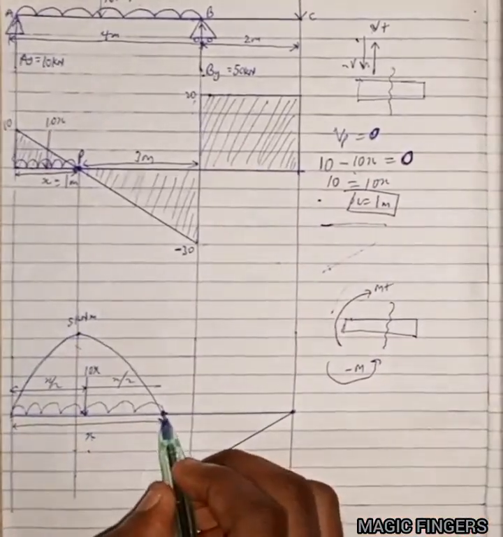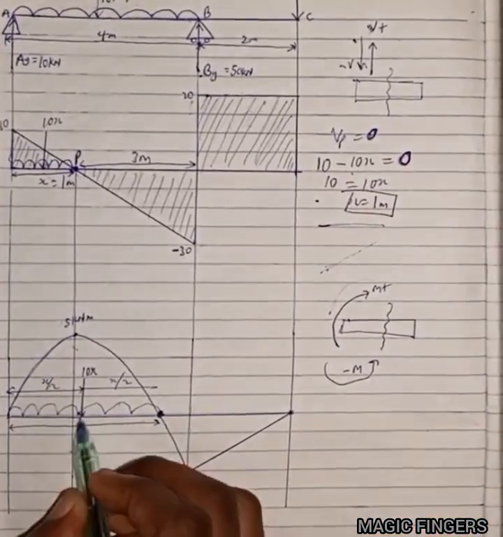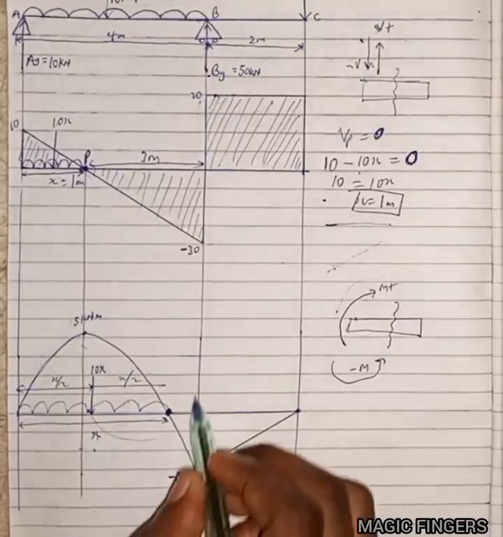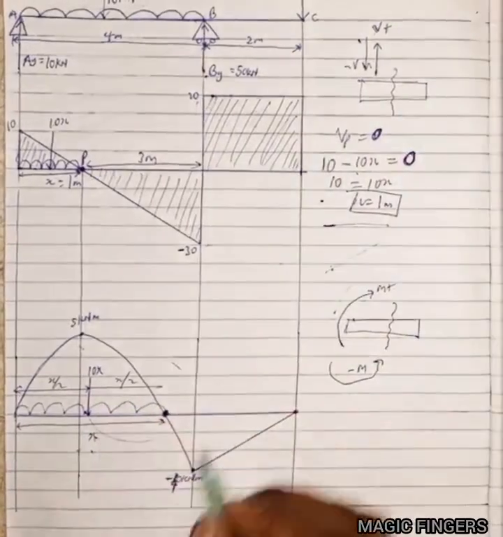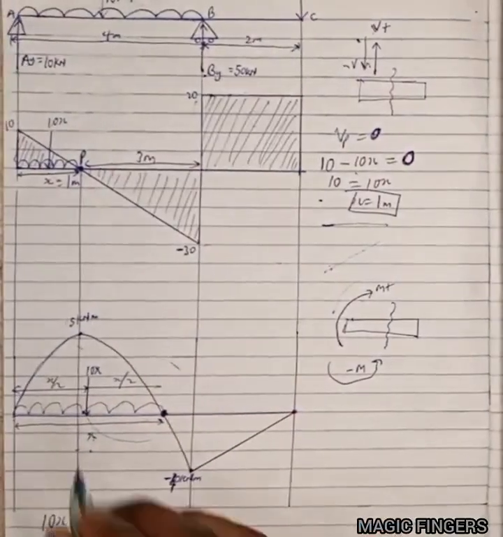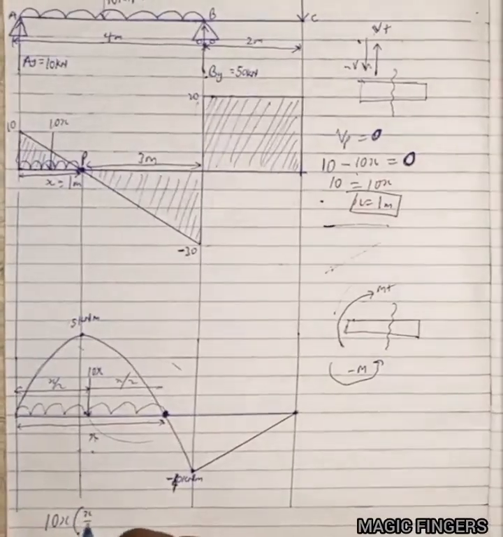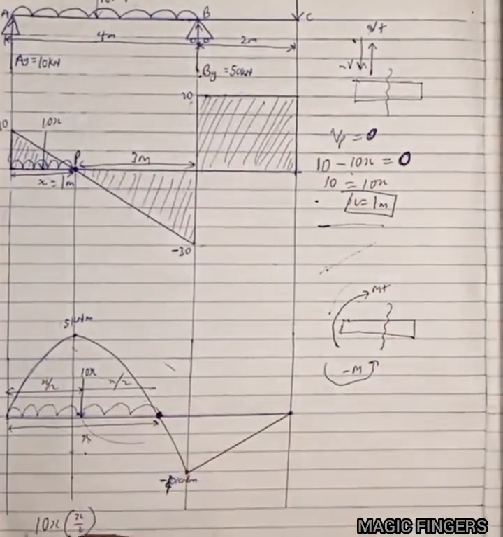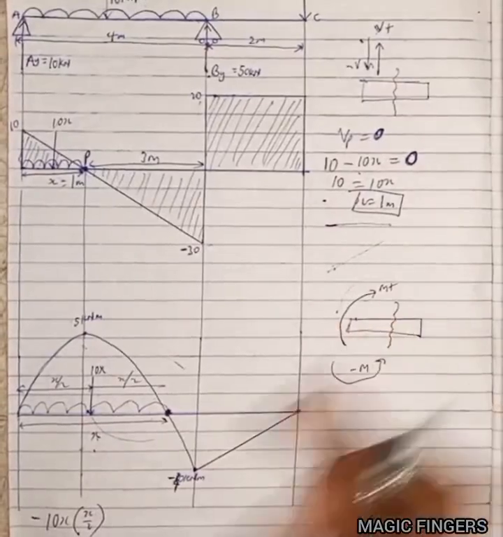Now, I'm picking the moment about this point. So look at this force that is here now. It's producing an anti-clockwise moment. Remember, moment is force times distance. The force here is 10x times the distance from here to here, x over 2. Positive or negative? It will be negative because it's an anti-clockwise moment.